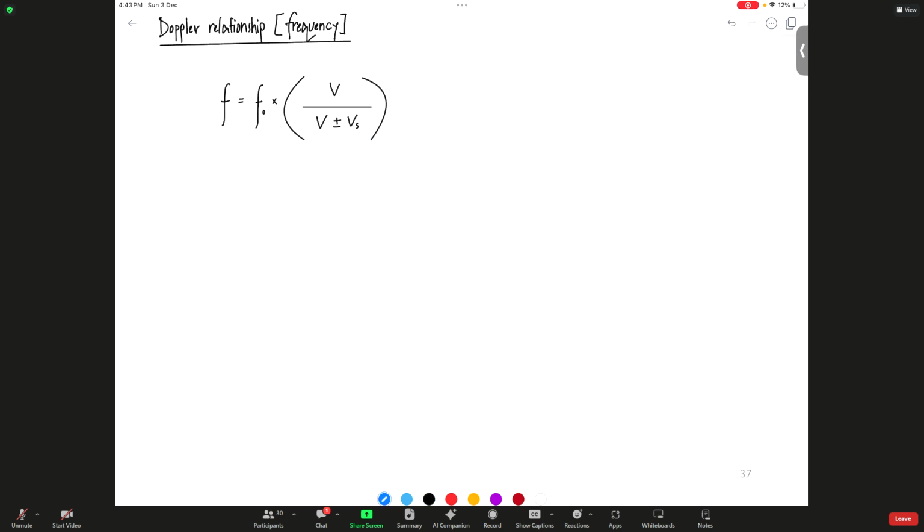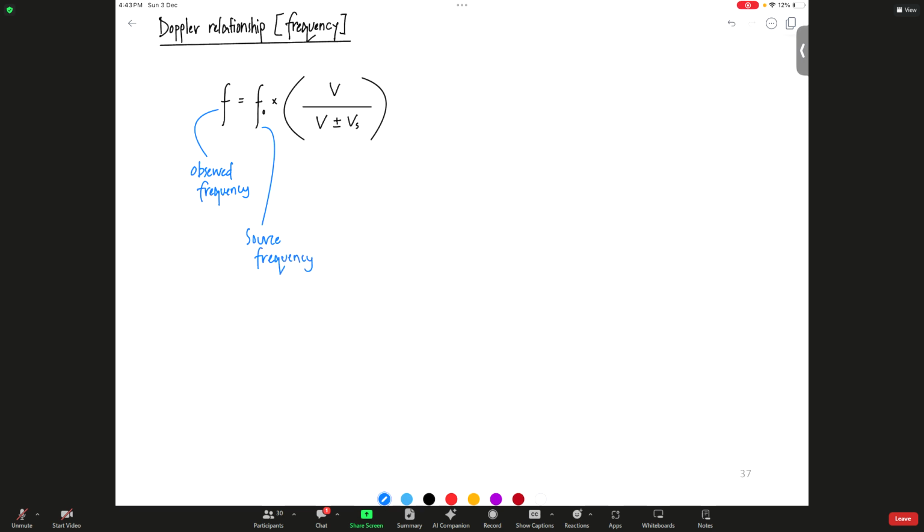So obviously, this is the observed frequency. So what does observed frequency mean? The one you hear, okay? So this is the observed frequency. This one is your source frequency. What does source frequency mean? The sound that's been generated by the source, okay? So source frequency.